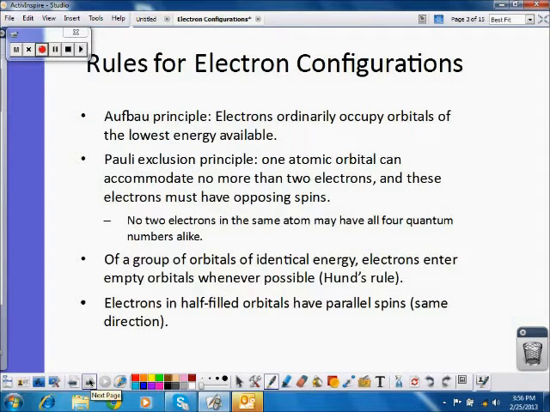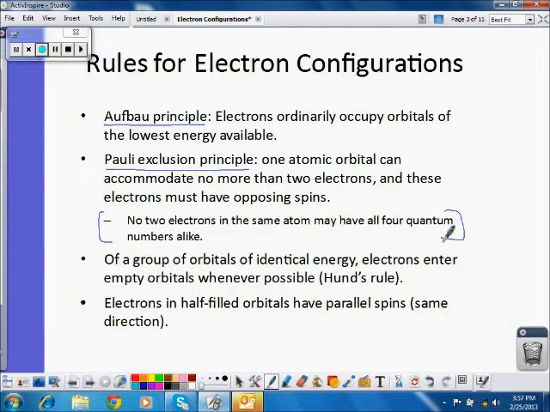Okay. When we write electron configurations, there are several rules that we need to keep in mind. The Aufbau principle states that electrons occupy the lowest available energy level. So we fill from lowest energy level up. The Pauli exclusion principle says 2 electrons per orbital and they have to have opposite spins. So that's one way to state the Pauli exclusion principle. The other way to state it is that no 2 electrons in the same atom may have all 4 quantum numbers alike, as we talked about earlier.